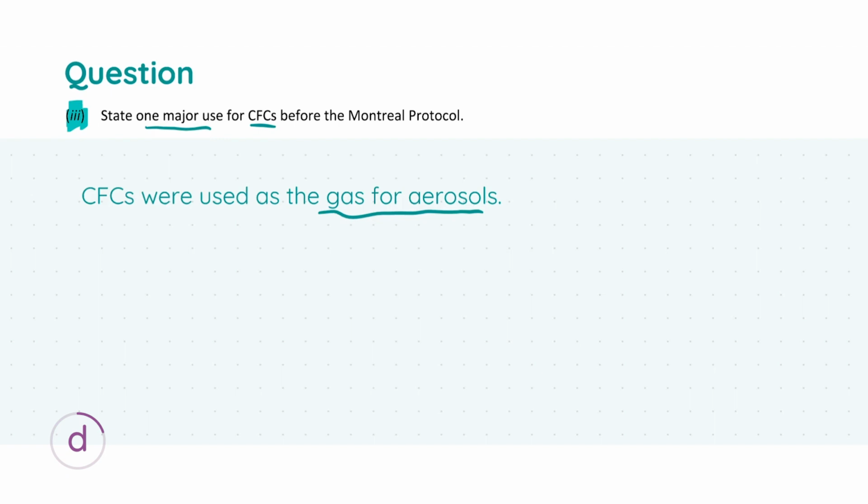A few other answers you could have had here are things like the gas in refrigerators, or fridges, freezers, air conditioning units, as well as the gas in fire extinguishers. At the time, this was all made of CFC gases, which was really bad. But for this, you got a massive 6 marks if you got this right, which is really nice because for one line, 6 marks is absolutely huge.